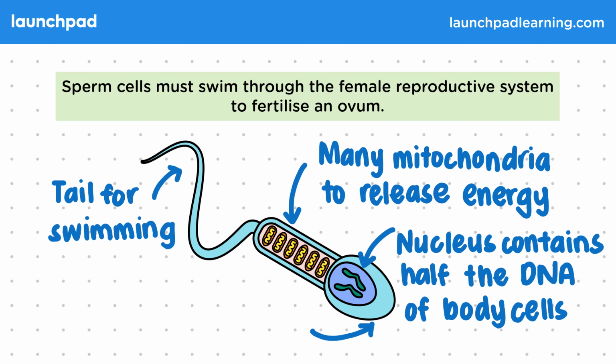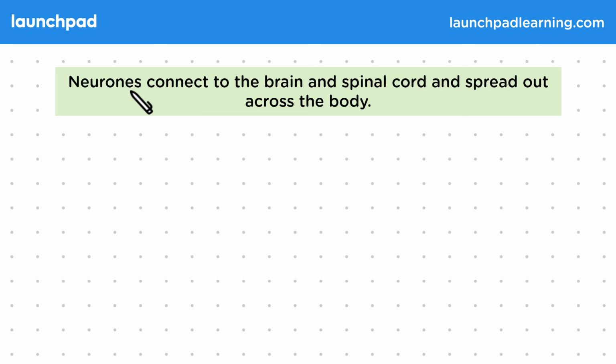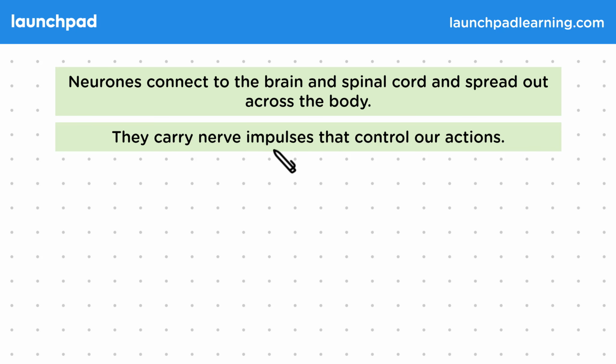Finally, up in the head of the sperm cell, there are enzymes which allow it to penetrate an egg cell. Take a note of this slide because you should be able to explain each of these adaptations of sperm cells in the exam. Okay, let's move on now and have a look at nerve cells. Neurons connect to the brain and spinal cord and spread out across the body. They carry nerve impulses that control our actions.